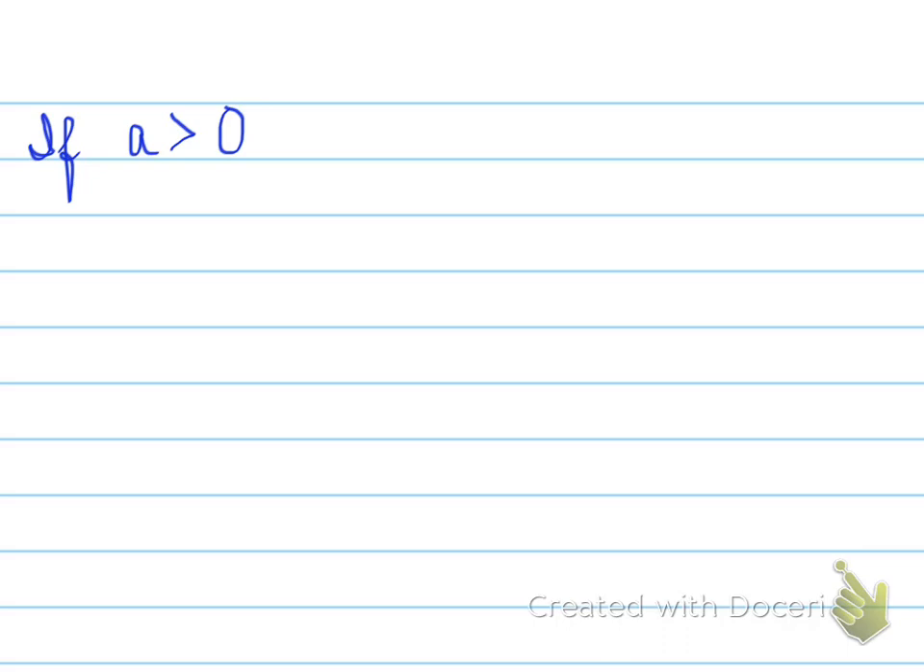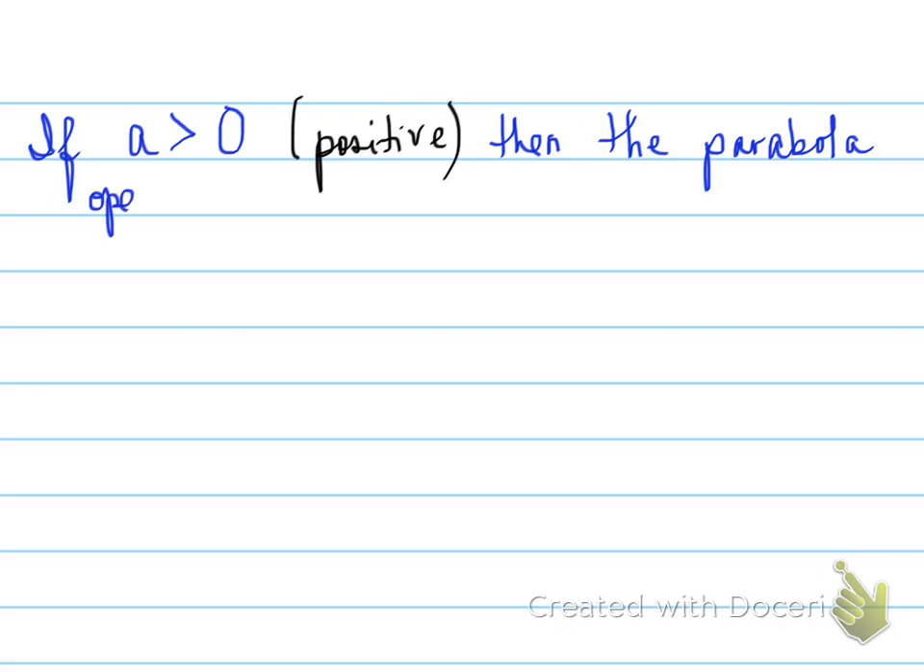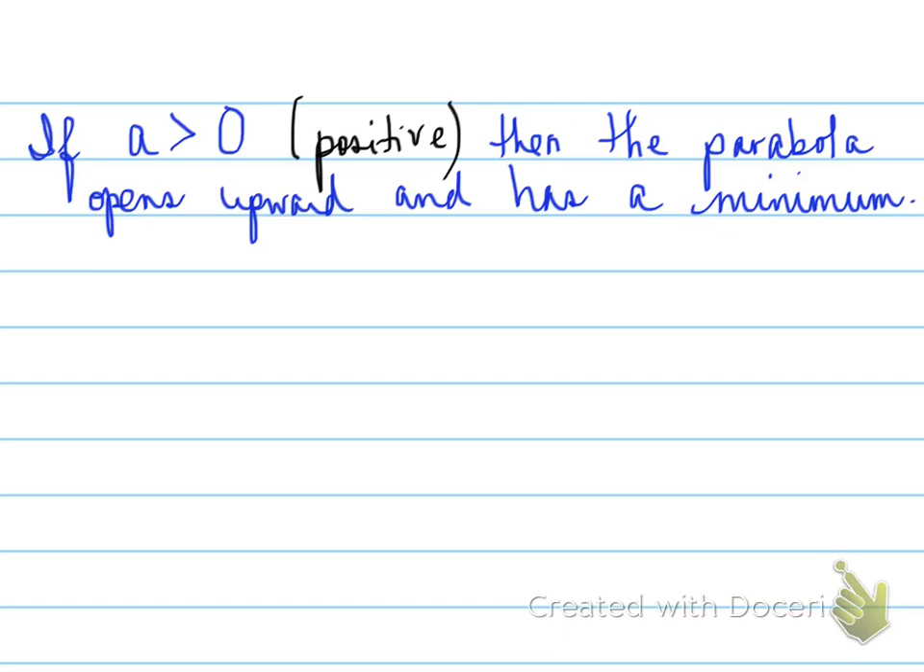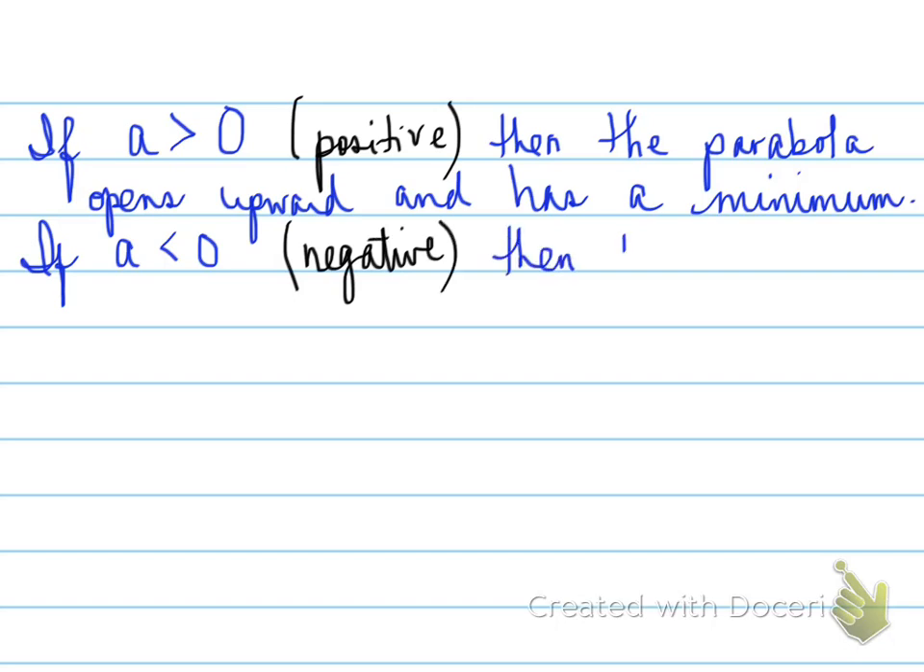Now, if a is bigger than 0, we're looking at the a value being positive, we can make a statement that the parabola opens upward. And as a result, the vertex has a minimum. So the vertex will be a minimum when the graph opens upward, and that can only happen when the a value is positive. Next, if a is less than 0, that is, if a is negative, then we can make the statement that the parabola opens downward.